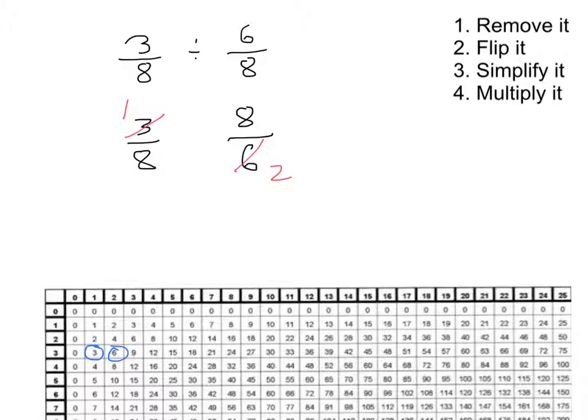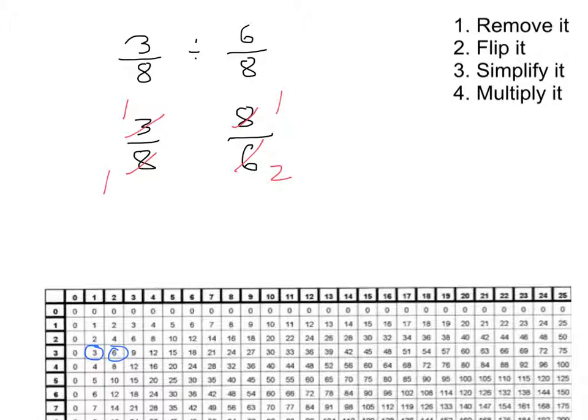Now we need to simplify this way, diagonally. So this is pretty easy. We know there's one number that goes into both the numerator and the denominator, and that number is the number 8. So we don't even need to look at the times table. We know that 8 divided by 8 is 1, and 8 divided by 8 is 1.